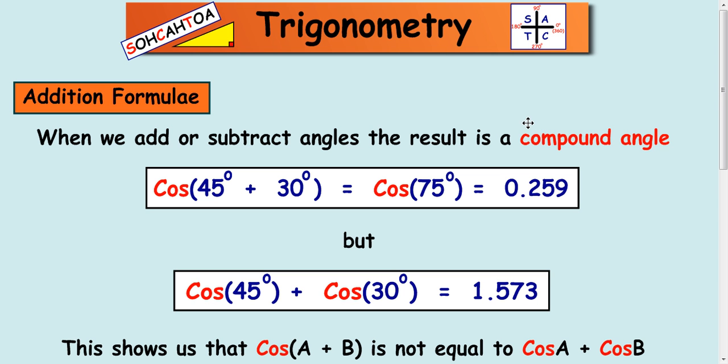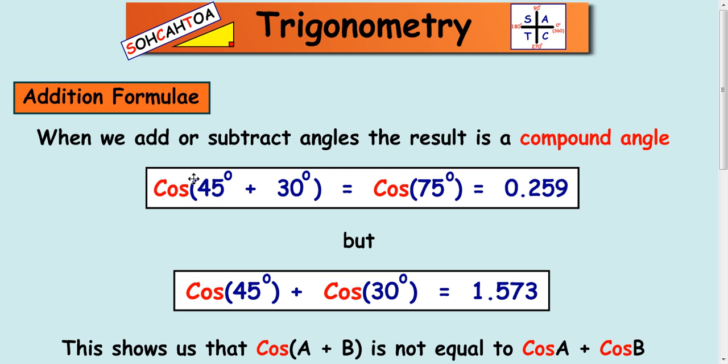In this lesson, we're going to look at the addition formula. Now, the addition formula is really for multiplying or expanding brackets with a cos in front of it or a sine. So we can see here that if you take the cos of 45 plus 30, then that's really just the same as cos 75, which you can work out as 0.25.